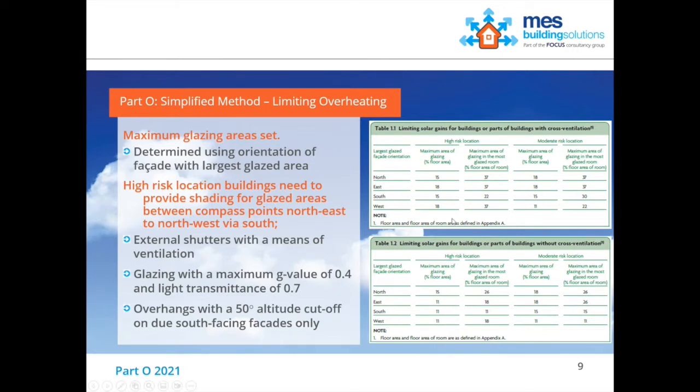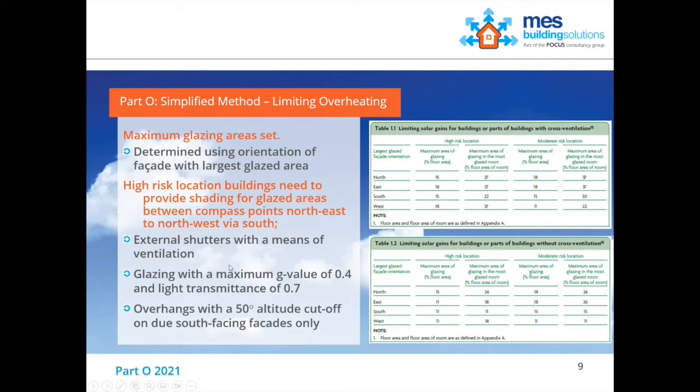And that is why, actually, interestingly, you find that in some of these high risk locations, you're allowed more glazing than you are in some moderate risk locations. And that is literally just because these ones have to be shaded in a high risk location, whereas the ones at a moderate risk don't have to be shaded. So if you shade your openings, you can have more of them because you don't get so much solar gain through them because they're shaded.